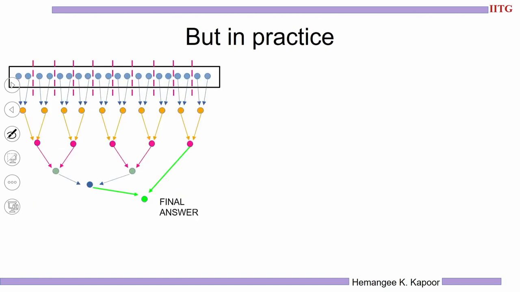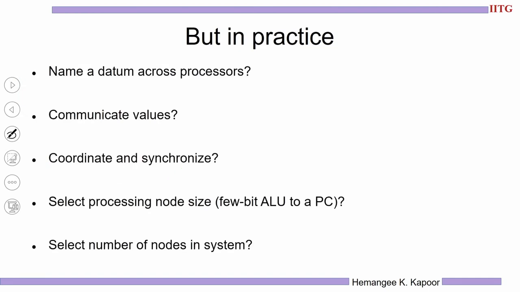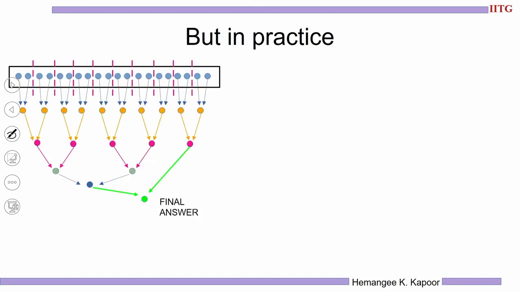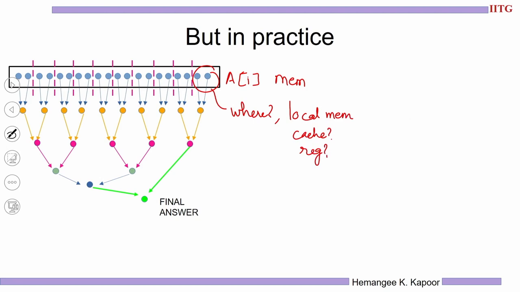So, if we look at the same example of adding n numbers in parallel, my first question was naming the data across processors and communicating values. The name of the data: this was my array A of i, and this array was stored in some memory in a sequential system. When I chop the data across multiple processors, where are these two items stored? Are they stored in registers? How are they copied from the main memory? Do they move to a local memory? Are they cached? Can they be only loaded in registers? And so on. There are many questions to be answered when we chop the data.